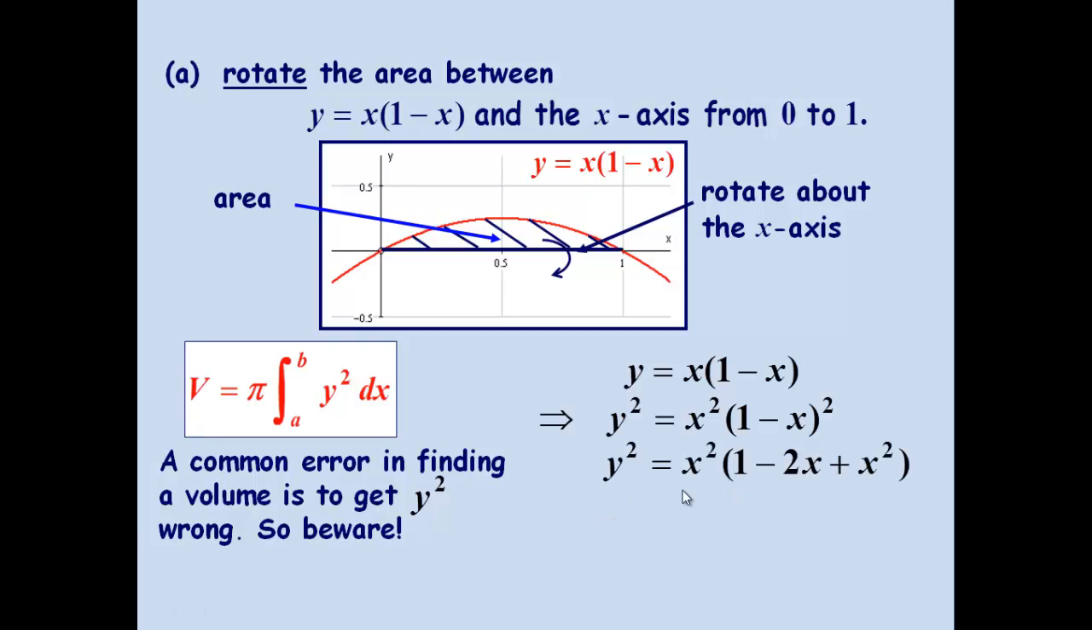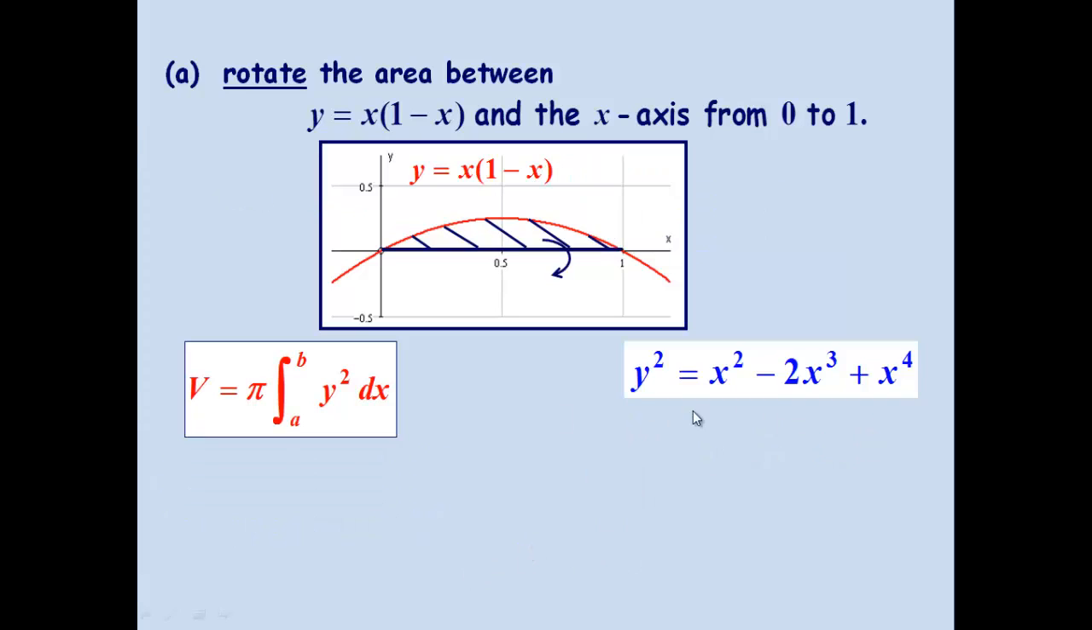And the easiest way, really, because it's only squared, is to multiply out, and then we can integrate term by term. Okay, so that's the y squared. We'll use that now.